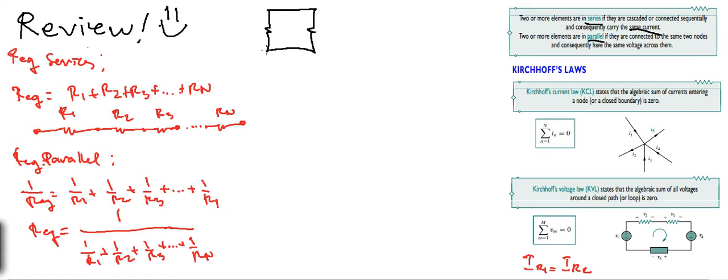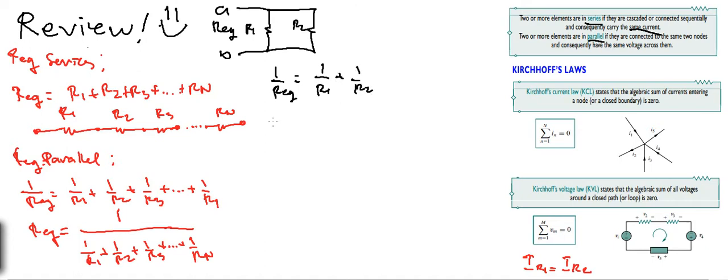We have here terminals A and B. Finding R equivalent here, we have R1, R2. Now we want the R equivalent of two parallel resistors. So we have, di ba, ganito yung formula natin? 1 over R equivalent is 1 over R1 plus 1 over R2, or we have R equivalent is equal to 1 all over 1 over R1 plus 1 over R2.